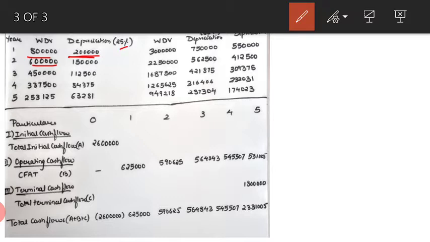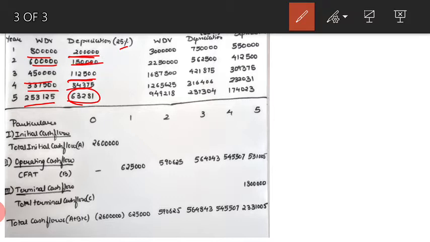Now again on 6 lakh 25%, 1,50,000. So 6 lakh minus 1,50,000 gives you 4,50,000. Again 25% depreciation, so 4,50,000 into 25% is 1,12,500. So 4,50,000 minus 1,12,500 gives you 3,37,500. On that again depreciation 25%, 84,375 deducted from the written down value. So 3,37,500 minus 84,375, you get 2,53,125, and on that again you calculate depreciation at 25%, which is 63,281.